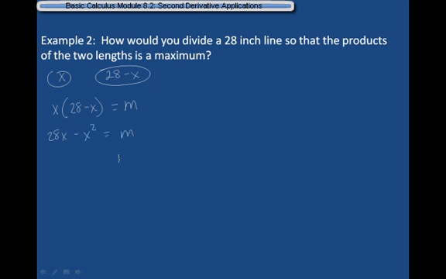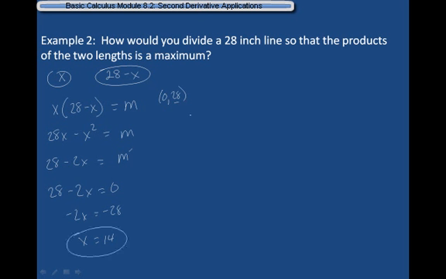And then we're going to find m prime, which would be equal to 28 minus 2x. And we're going to set that equal to 0 as we did in the last example. And we're going to get negative 2x is equal to negative 28, and so x would be equal to 14. Now let's talk about our domain for x again. x has to be between 0 and 28. The reason is it can't be less than 0 because you would not have any board at that point, or you would not have a length. And it can't be greater than 28 because then you would not have another value.